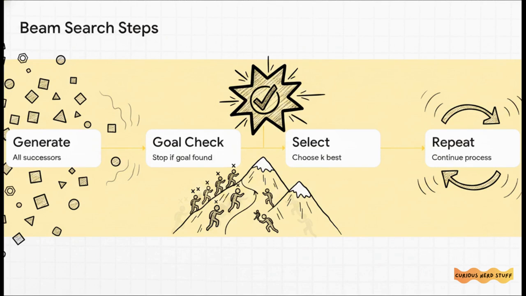Boom, we won. But if not, we move to step 3. It selects the k absolute best successors from that entire massive pool and repeats. It's essentially a pretty brutal game of survival of the fittest. The best paths are shared among the team, and any climbers who are stuck floundering at the bottom of the mountain are instantly abandoned, so the system can focus all its memory on the most promising routes.